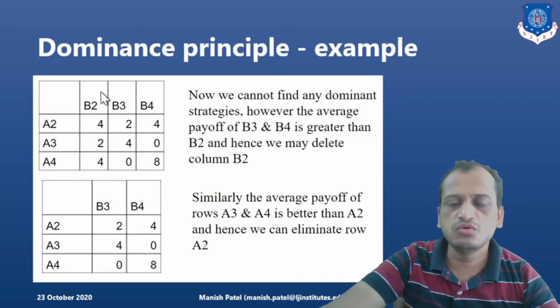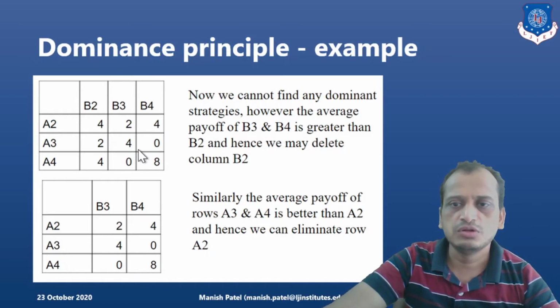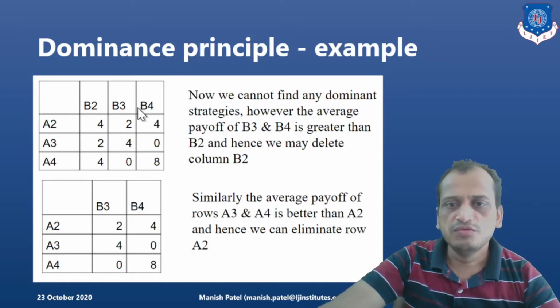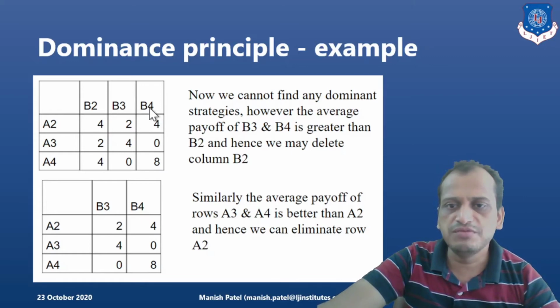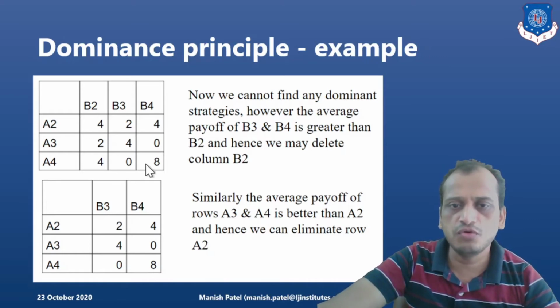Now we cannot go with rule 1 and rule 2 of the dominance principle. So what we can do here is find the average of B3 and B4. So 2 plus 4 divided by 2 is 3, and 4 is greater than 3. 4 plus 0 divided by 2 is equal to 2, so 2 is equal to 2. And 0 plus 8 divided by 2 is equal to 4, and 4 is equal to 4. This means the elements of B2 are dominated by the average of B3 and B4. So we can easily remove the B2 column here.